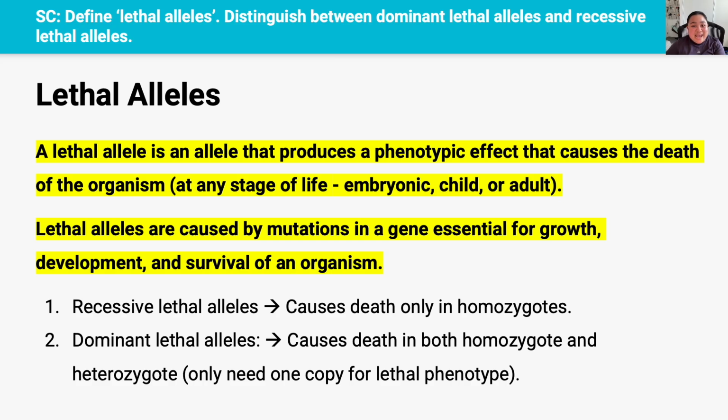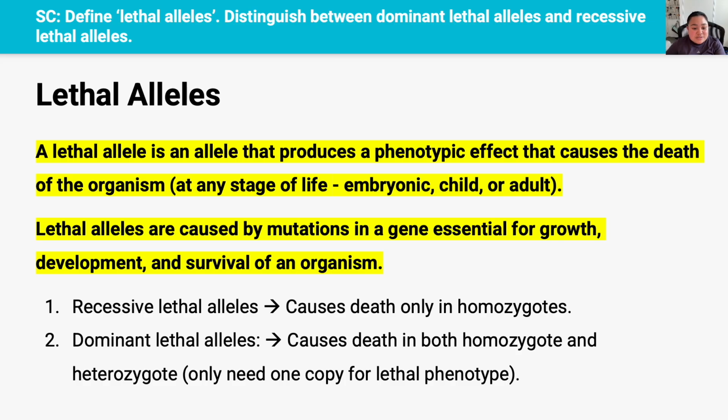Death can occur at any stage of life, but it usually occurs early in development, so in utero in the embryonic stage, or before reproductive age. But sometimes, in some cases of lethal alleles, death occurs later in life after the organism has reproduced. Lethal alleles are caused by mutations in a gene that's essential for growth, development, and the survival of an organism.